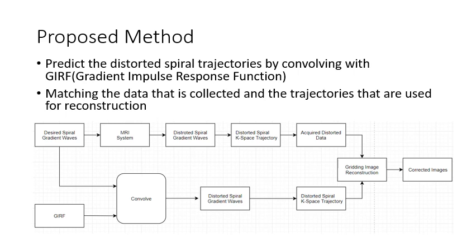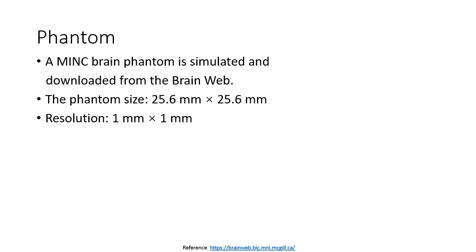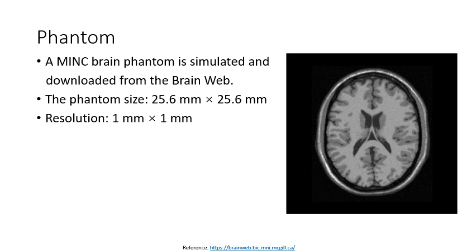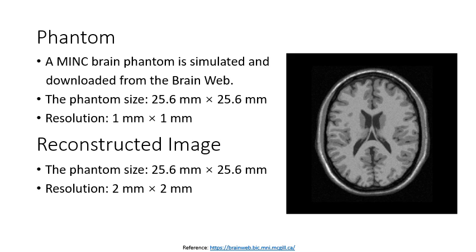Since in this project I used spiral trajectories, gridding reconstruction was used for image reconstruction. The phantom that I used is the mink brain phantom, which is downloaded from BrainWeb. The resolution is 1 mm and 256 pixels in each side. This is the phantom that I used. For reconstruction, I used a resolution of 2 mm.